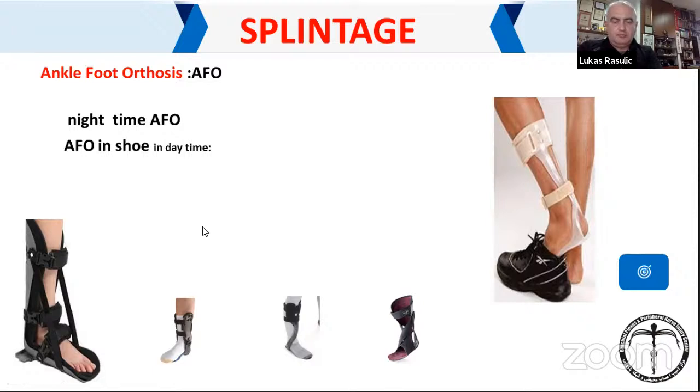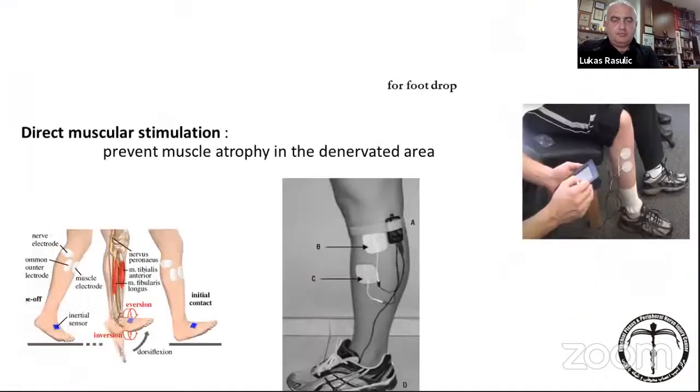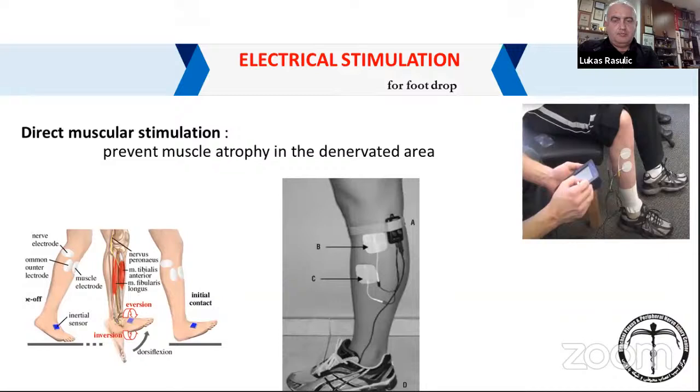But the other is AFO in shoe. The device allows walking in the daytime, so he can put it in the shoe and walk easily. And electrical stimulation is for preventing muscle atrophy in the denervated area.